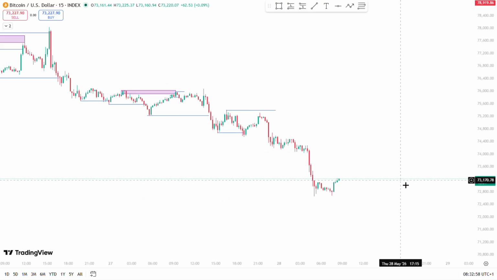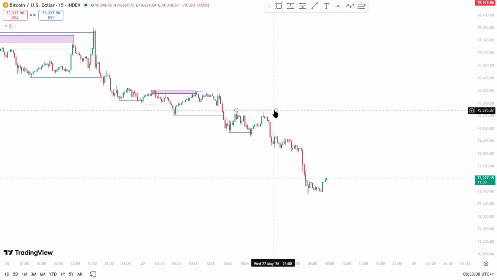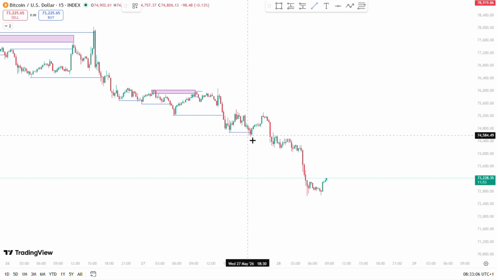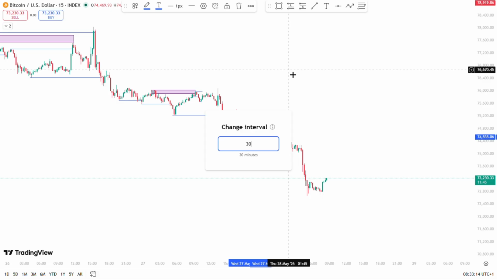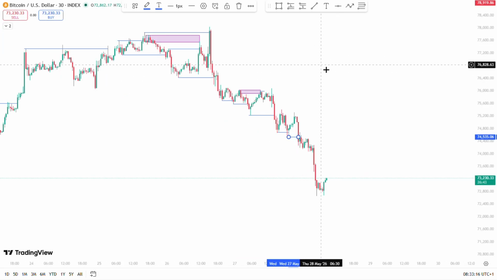So where happens to be our structural high? Our structural high remains the same. Okay, we got another BOS here. You can see them. So another BOS here. That's how easy it should get. So we need precision.